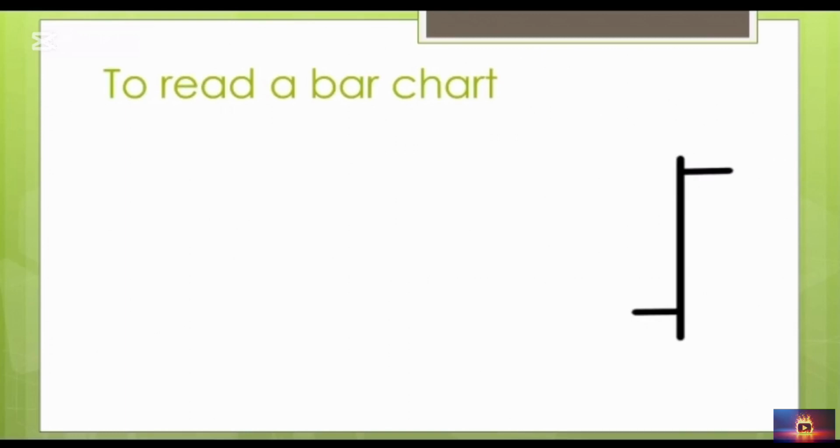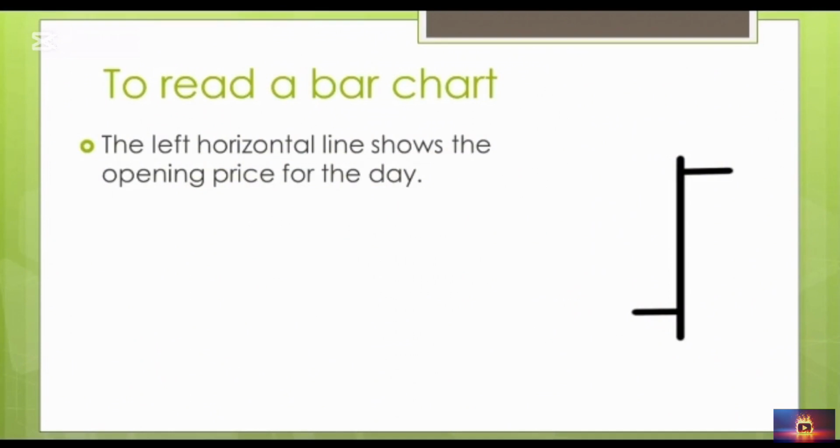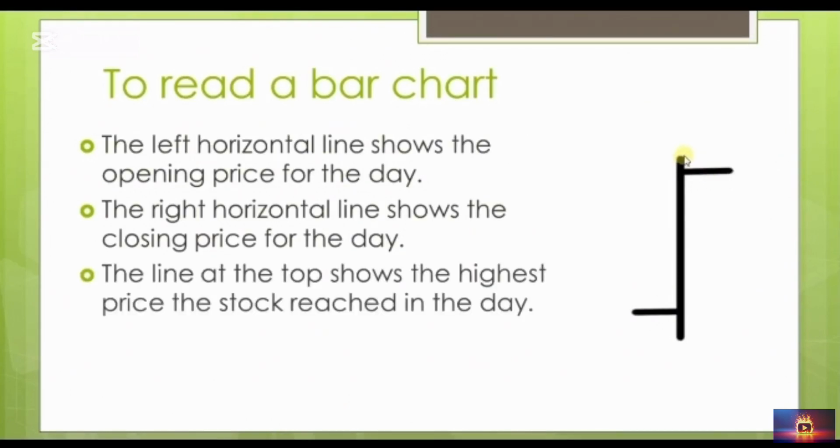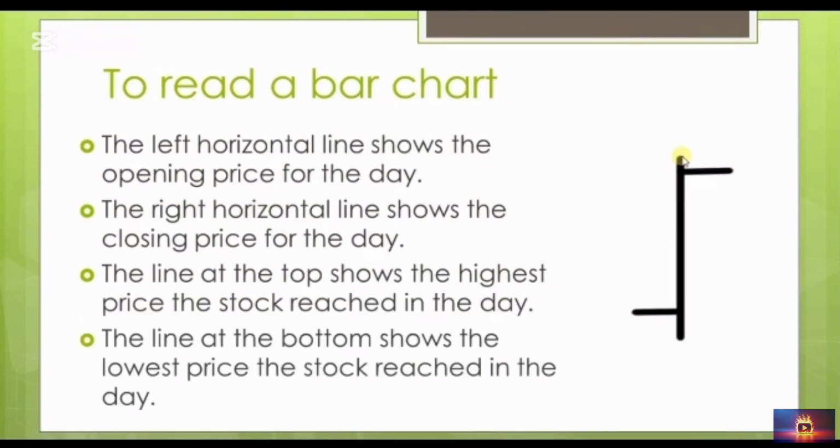So this picture is an example of how a typical day is represented in a bar chart. Now to read a bar chart, here's what you need to know. The left horizontal line, this line shows the price the stock opened at for the day, or the opening price. Now the right horizontal line, this shows the closing price of the stock for the day. And to find out what is the highest point the stock went for the day, you will refer to this point. And to look at the lowest price that the stock reached for that particular day, you will look at this point.